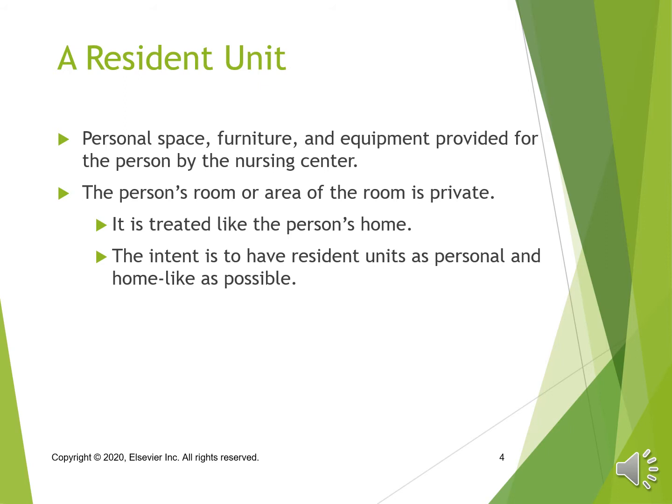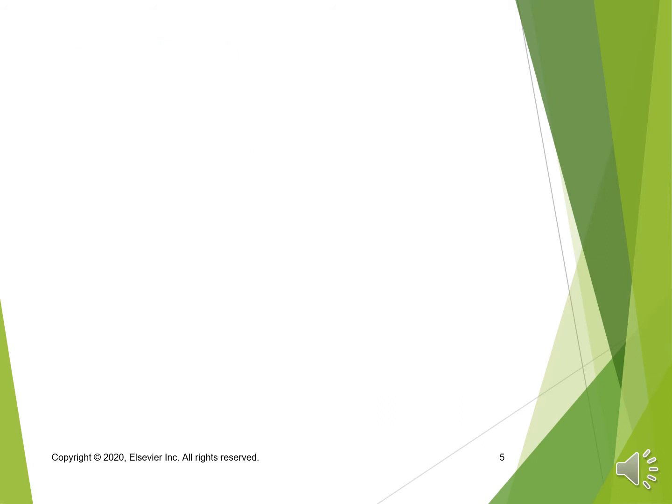Personal space, furniture, and equipment provided for the person by the nursing center. The person's room or area of the room is private. It is treated like the person's home. The intent is to have resident units as personal and home-like as possible. The nursing centers are designed to provide comfort and safety and privacy. Some residents have private rooms, others share a room with another person.